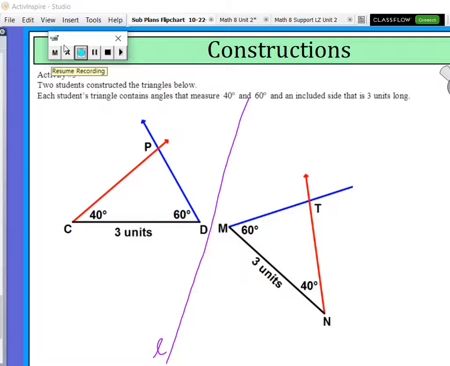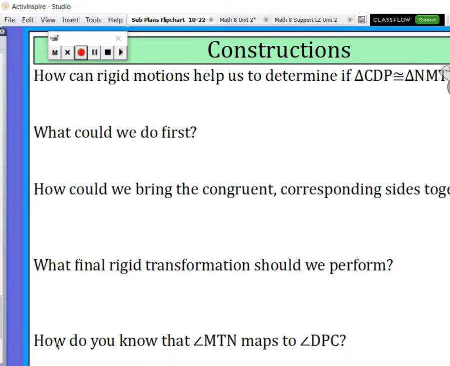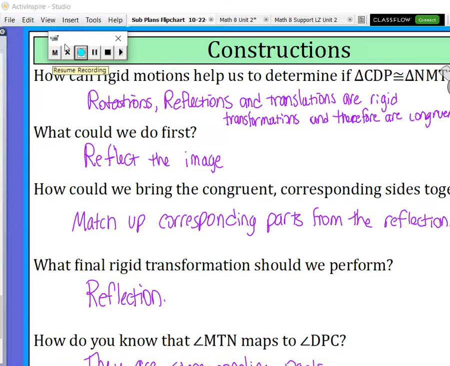Okay, so a reflection over the line that I drew in would be able to map one triangle to the other. So my congruence statement for this would look like triangle CDP is congruent to triangle NMT. So then again, for your next set of questions, all right, and here are your answers. So rotations, reflections, and translations are rigid transformations and therefore congruent. If we reflect the image and match up the corresponding parts from the reflection, then we know that the angles map to each other because they are corresponding parts.